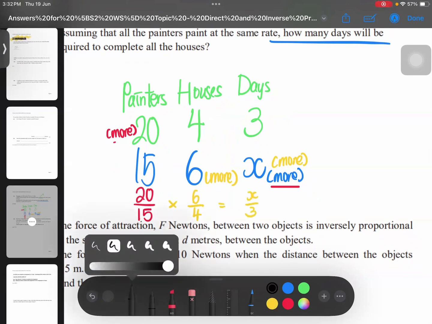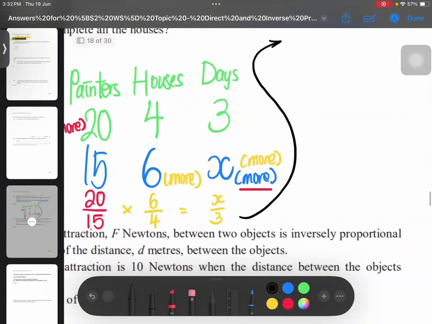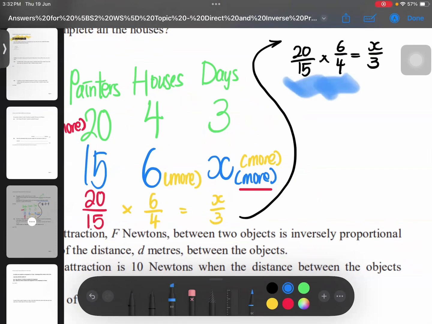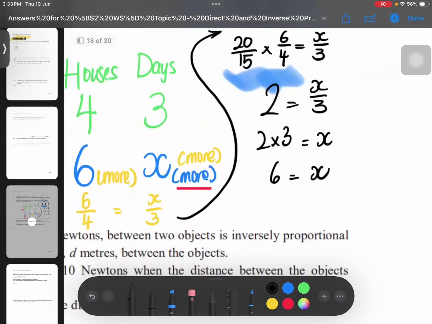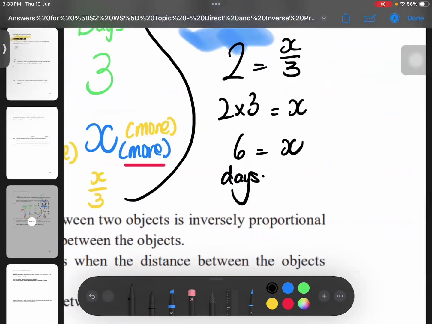So once you have this equation, you're going to say 20 over 15 times 6 over 4 is equals to x over 3. So your job now is to solve this part first. You get what I'm trying to say? 20 over 15 times 6 over 4, you get 2. 2 equals to x over 3. Agree or disagree? Same thing, X has to be the subject. So 3, you kick away 3. When you kick away 3, you have to multiply. So therefore, x is equals to 6. The question says how many days, so x is days. So therefore, your answer for this question has to be 6 days.